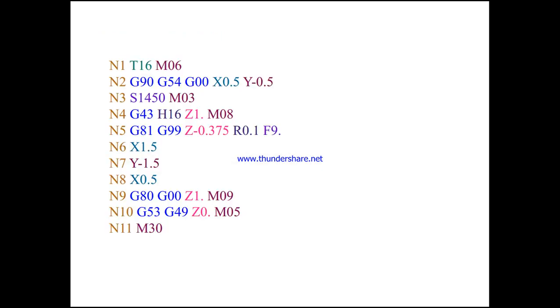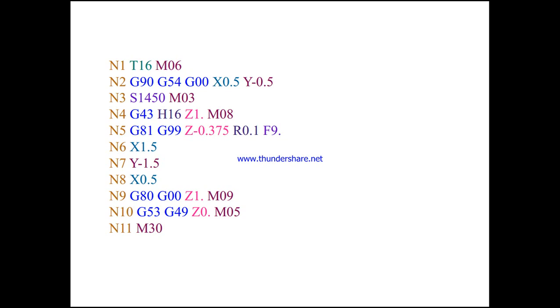Next we have N3, the spindle speed, that is 1450. The drill starts rotating in the clockwise direction with a speed of 1450 rpm. And N4, the drill takes depth of Z1, taking into account tool length compensation, that is G43 H16, and the coolant is turned on with M08. So H16 and Z1 we are having.